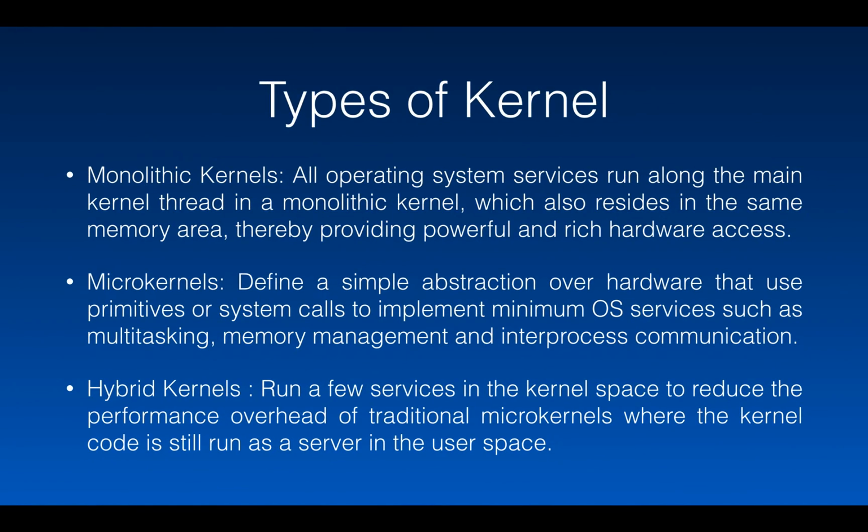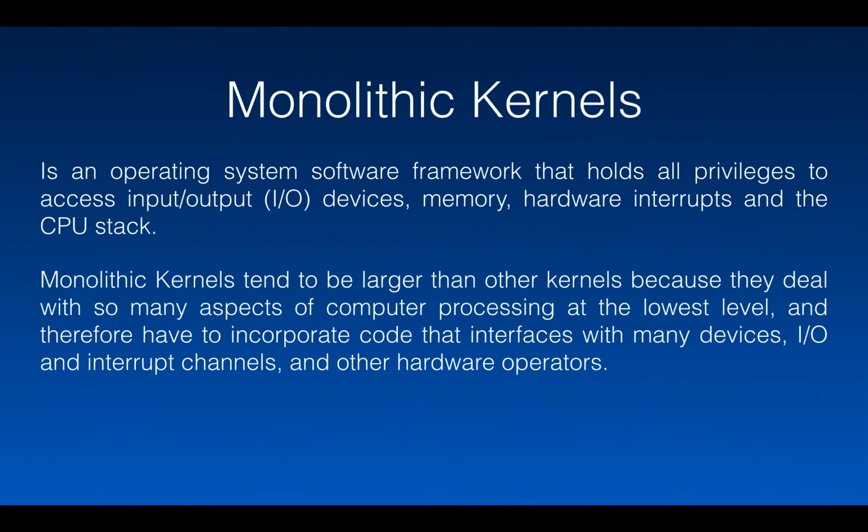There are three types of kernel: monolithic kernels, microkernels, and hybrid kernels. A monolithic kernel is an operating system software framework that holds all privileges to access input-output devices, memory, hardware, interrupts, and the CPU stack. Monolithic kernels tend to be larger than other kernels because they deal with so many aspects of computer processing at the lowest level, and therefore have to incorporate code that interfaces with many devices, input-output, and interrupt channels, and other hardware operators.